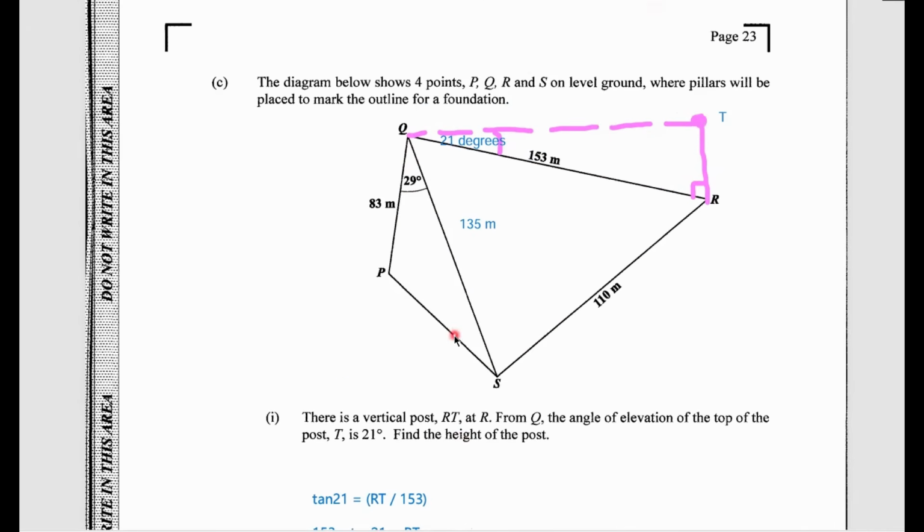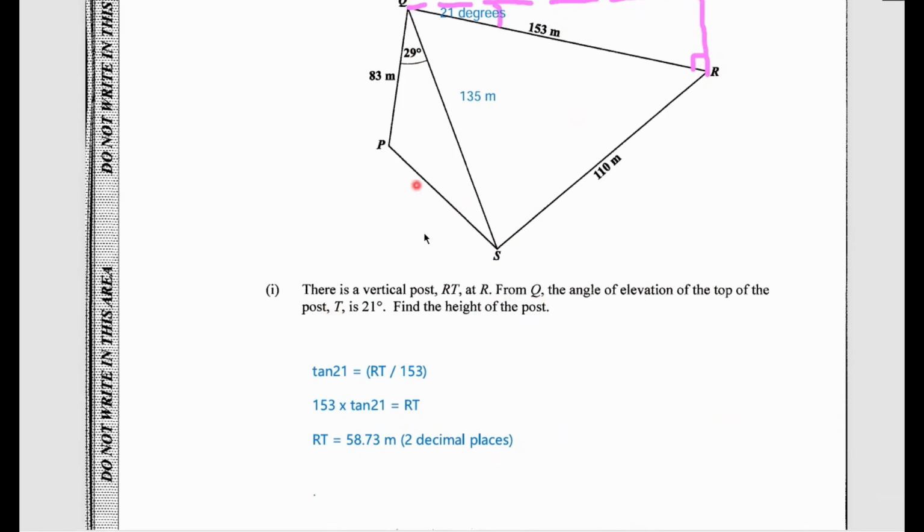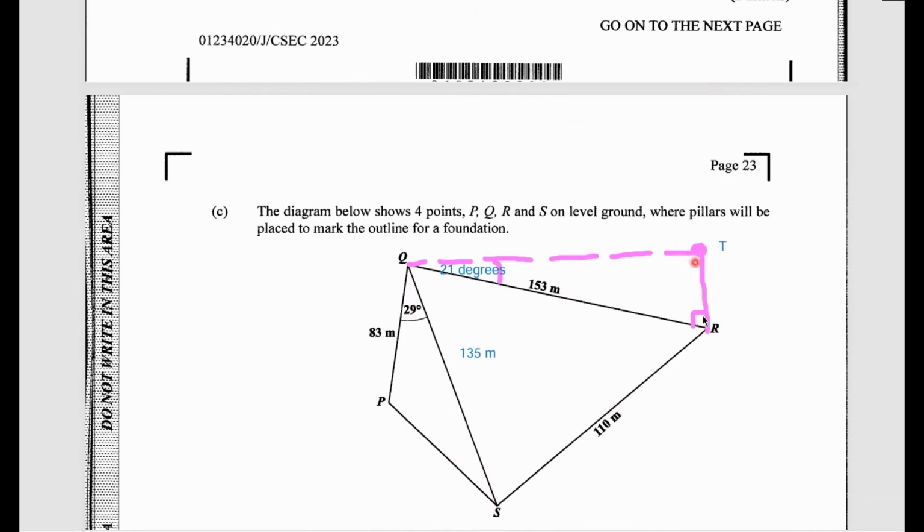There's a vertical post RT at R, and from Q, the angle of elevation of the top of post T is 21 degrees. Find the height of the post. So I took the liberty of drawing a post there, not the straightest, but that's TR, angle 21 degrees, so it's off the ground. Trying to get a 3D effect is a little difficult. That's the angle of elevation of T with respect to Q. So you want to find the height, you want to find TR. Now this will be 90 degrees to the base.